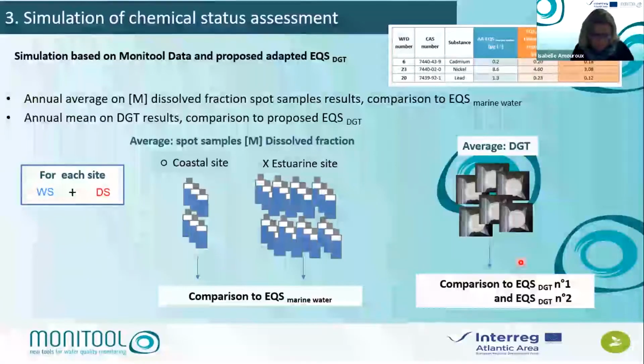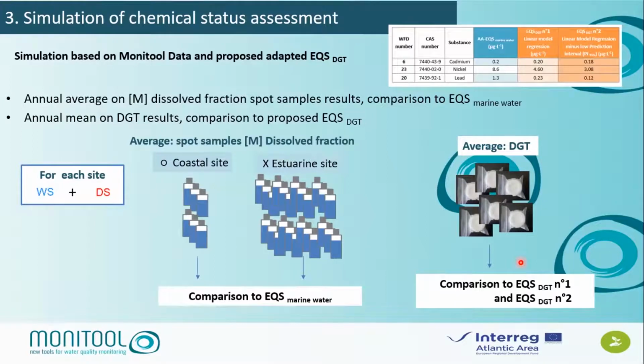So in the last part, a simulation of the chemical status assessment is presented. This is only a simulation, as not all regulatory requirements are met, but the idea is to compare whether the assessment based on DGT results is consistent with the assessment based on spot water sample. Currently, the directive requires to compare the average of monthly concentration measured in spot water sample during 1 year, that is 12 results, to EQS marine water.